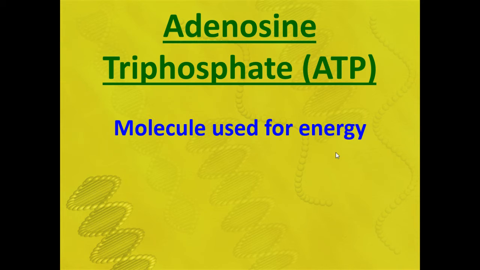Adenosine triphosphate, you can call this ATP. It is the molecule that is used for energy. You've probably heard in the past ATP means energy. So you could just think of it like that. ATP, energy. Done.